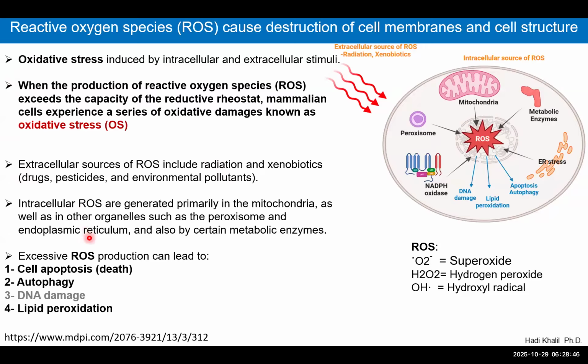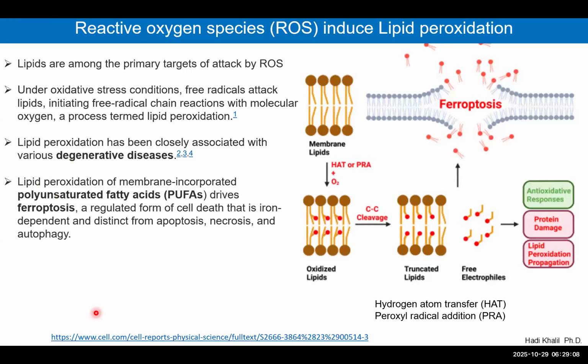Okay? So the first aspect is that DNA damage can take place, and we discussed what are the molecules that are affected by DNA damage, and we will remind you about it, which is the p53, for example. The second aspect is the lipid peroxidation. So let's move to lipid peroxidation.